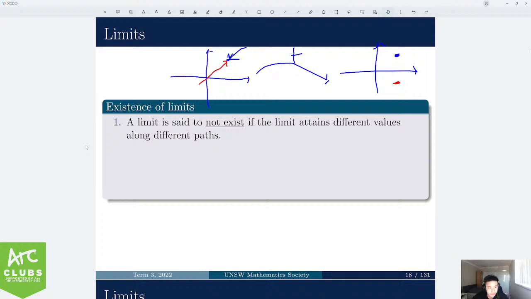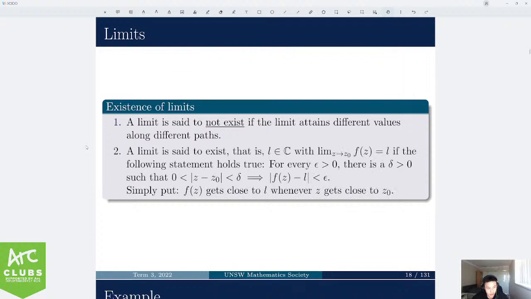Okay. And a limit is said to exist if it's true from the definition. So the definition of a limit: for every epsilon bigger than 0, you can find a delta bigger than 0 such that this thing is true.